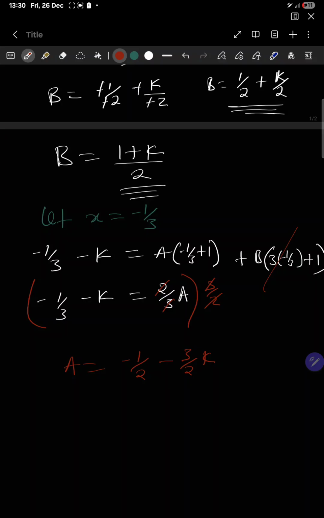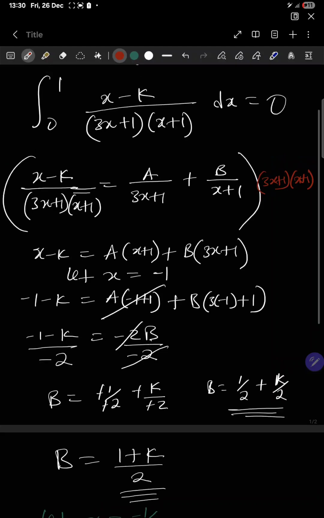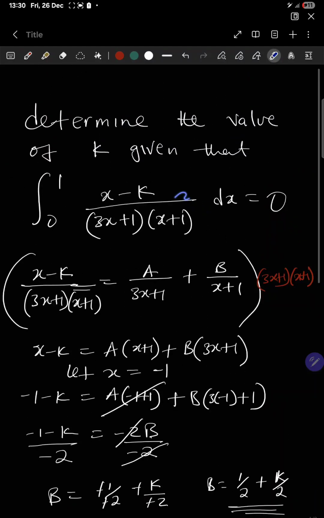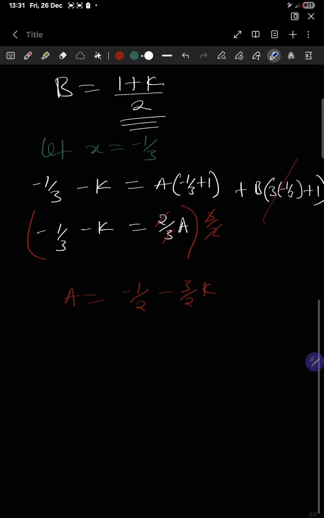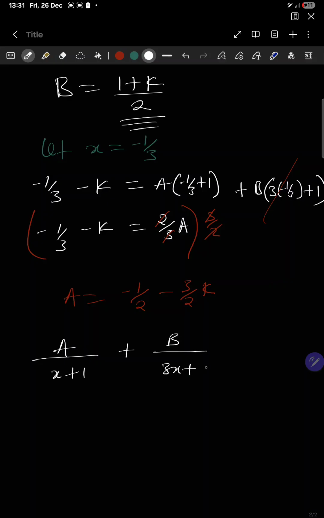So this is what we are going to get if we are to get the value of a. Now, after getting the value of a, don't forget that we are integrating this function by partial fraction. So we needed to get the value of a and the value of b. After getting these two values, what we can simply do is to replace them. Now we know the value of a, we also know the value of b. So let's replace them. We had a over x plus 1, then plus b over 3x plus 1.